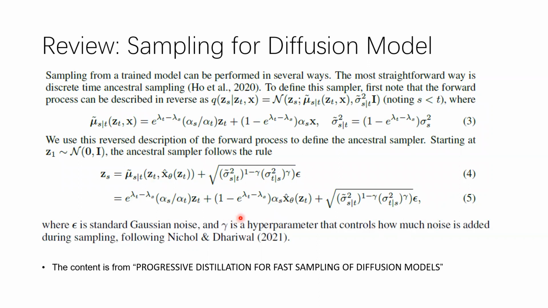z_t will be the noise input, and x hat theta is the prediction output by the diffusion model, and epsilon is standard Gaussian noise we sample. And we do this sampling step by step. That's how we can sample from the diffusion model.